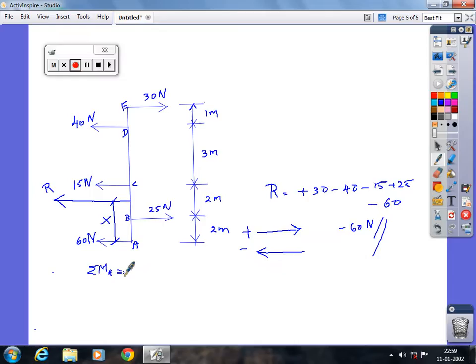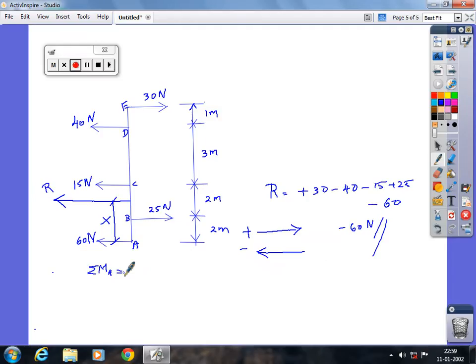Let it start from here. What will be the moment of this 30 Newton with respect to this point? 30 into... As it is the first problem, I'll give a clear idea. When you take the moment of all the forces with respect to this particular point A, starting from here, this 30 N on rotation about this point is going to be clockwise. Just be clear with this.